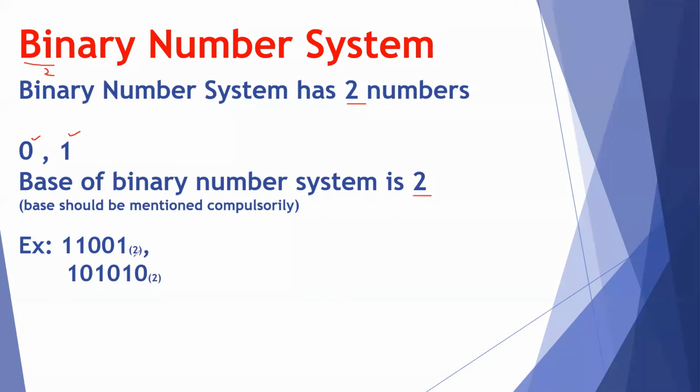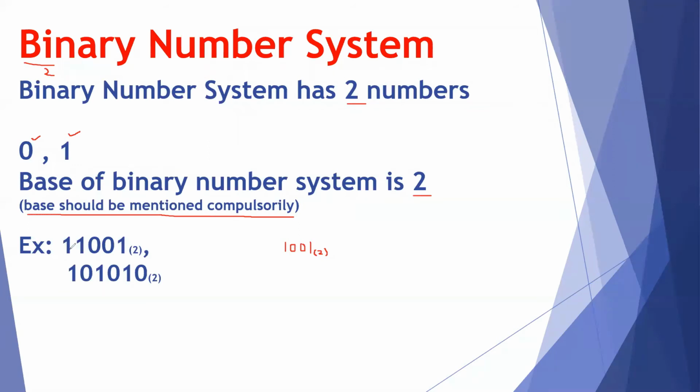But here the base has to be mentioned compulsorily. If you are not going to mention the base, and I'm just writing 1, 0, 0, 1, what is the meaning of this? If the base is not mentioned, as I said just now, it represents the decimal number system. That's why if you want to mention binary, the base should be mentioned. So now this represents binary.